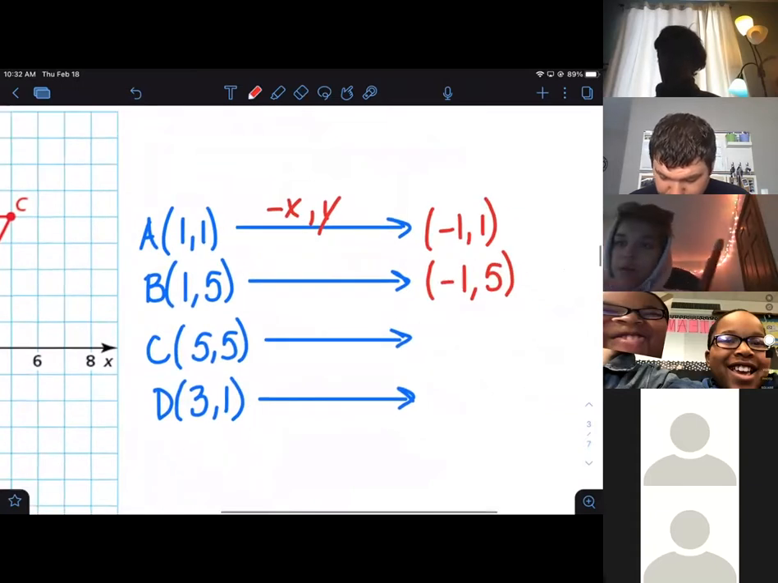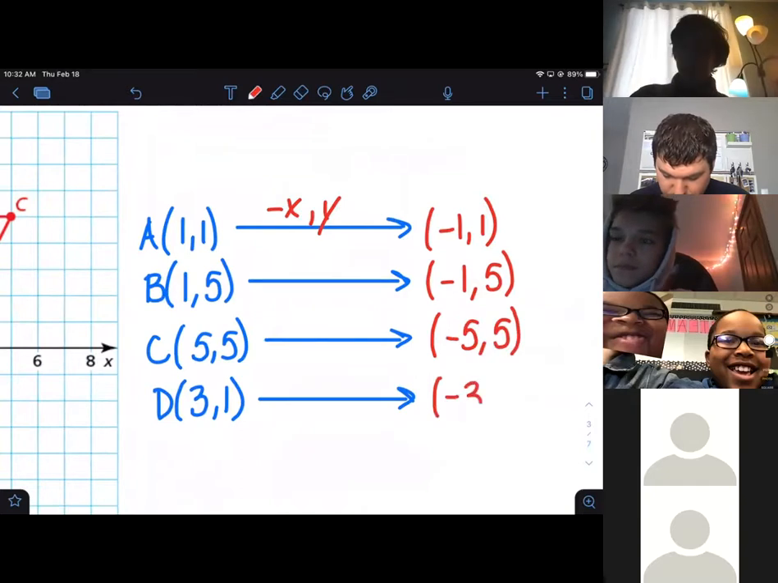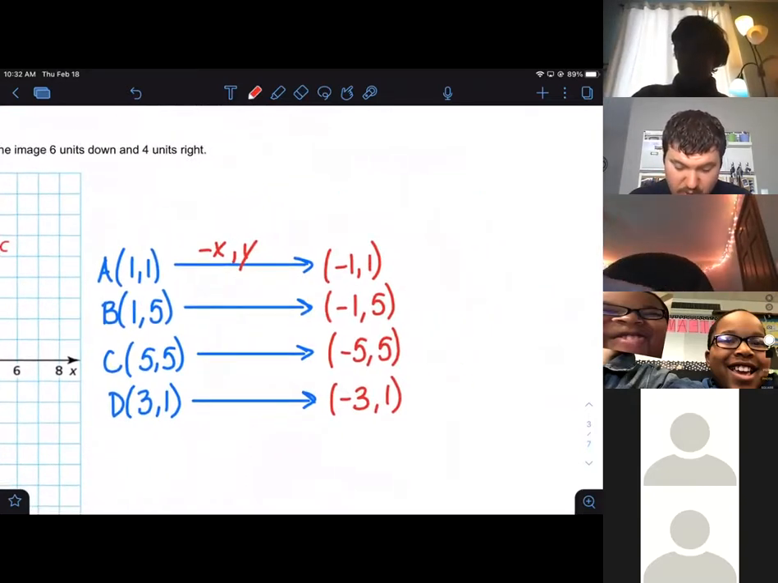Negative 1, 5. C prime? Negative 5, 5. And D prime? Negative 3, 1. Okay, now we need to draw 4 more arrows because there's another transformation happening here.